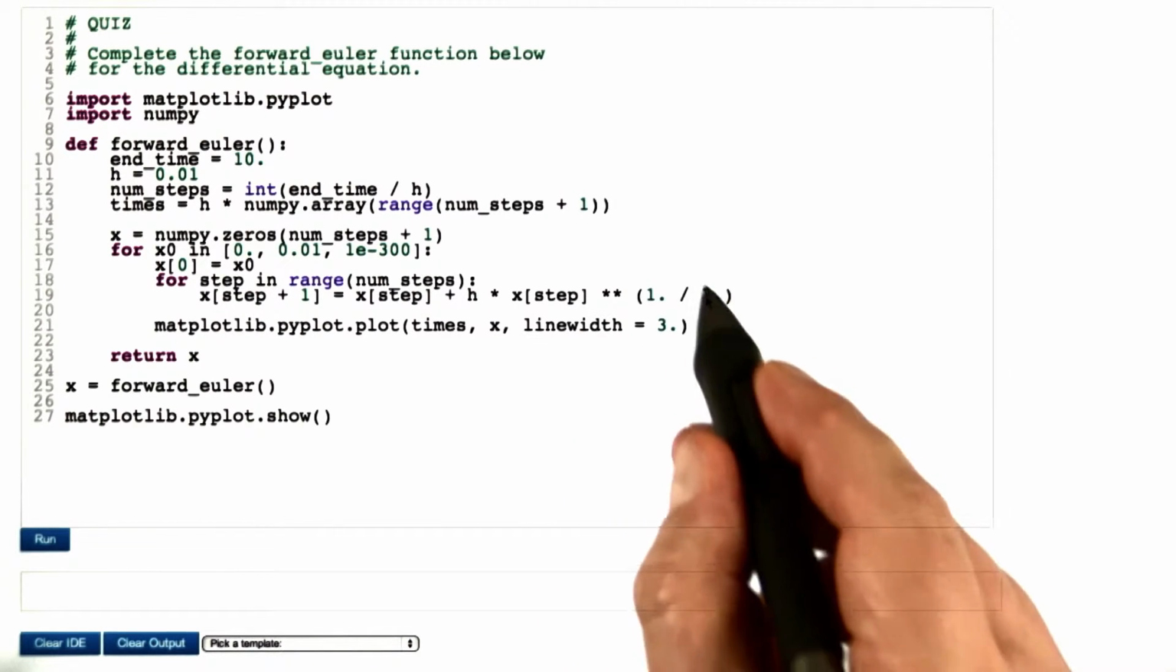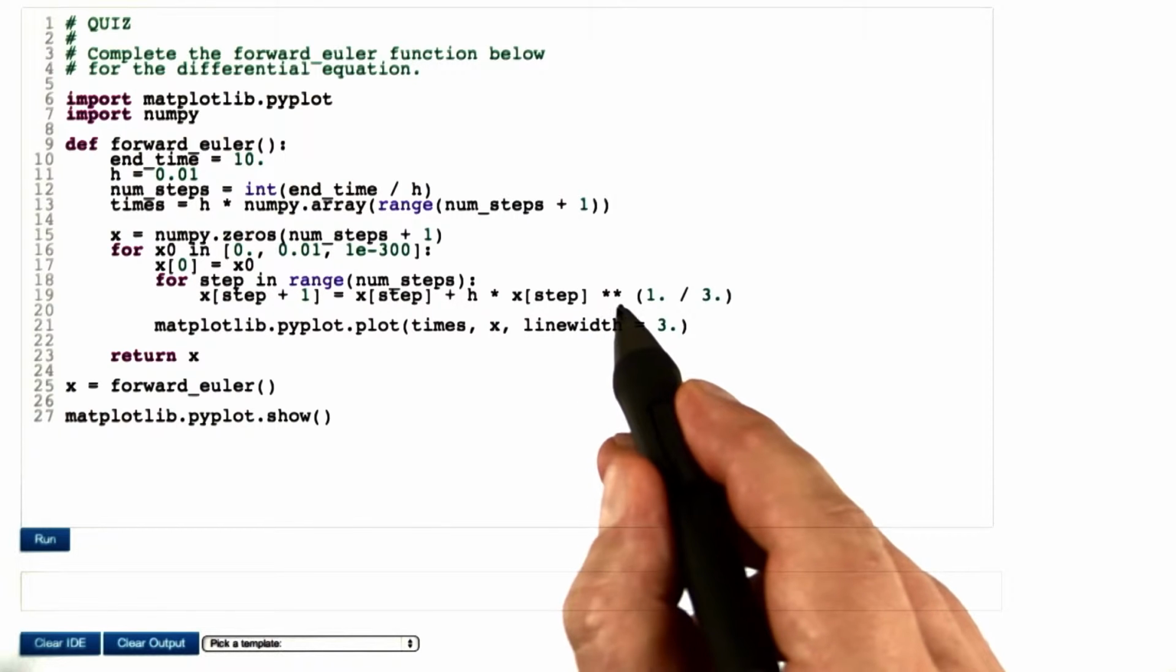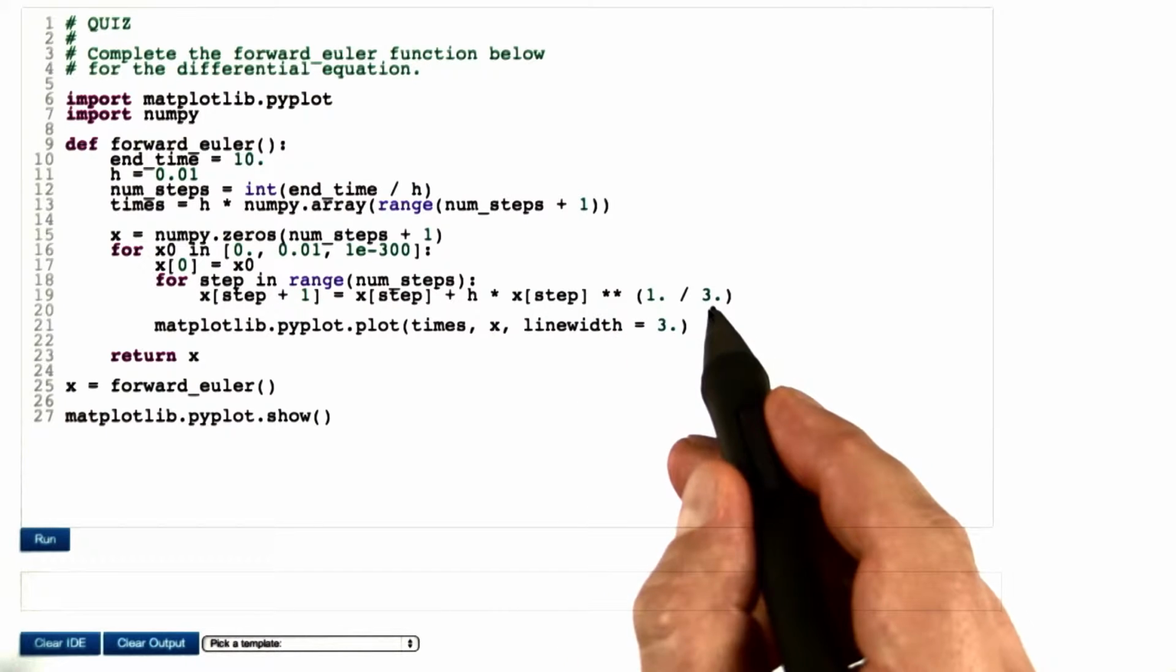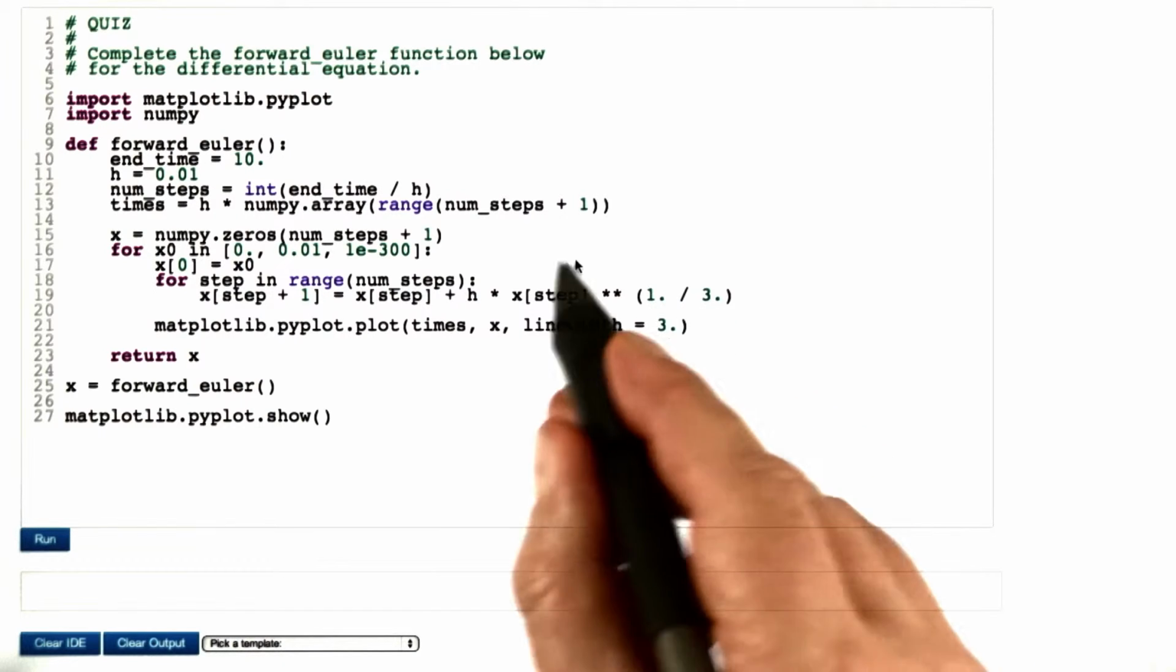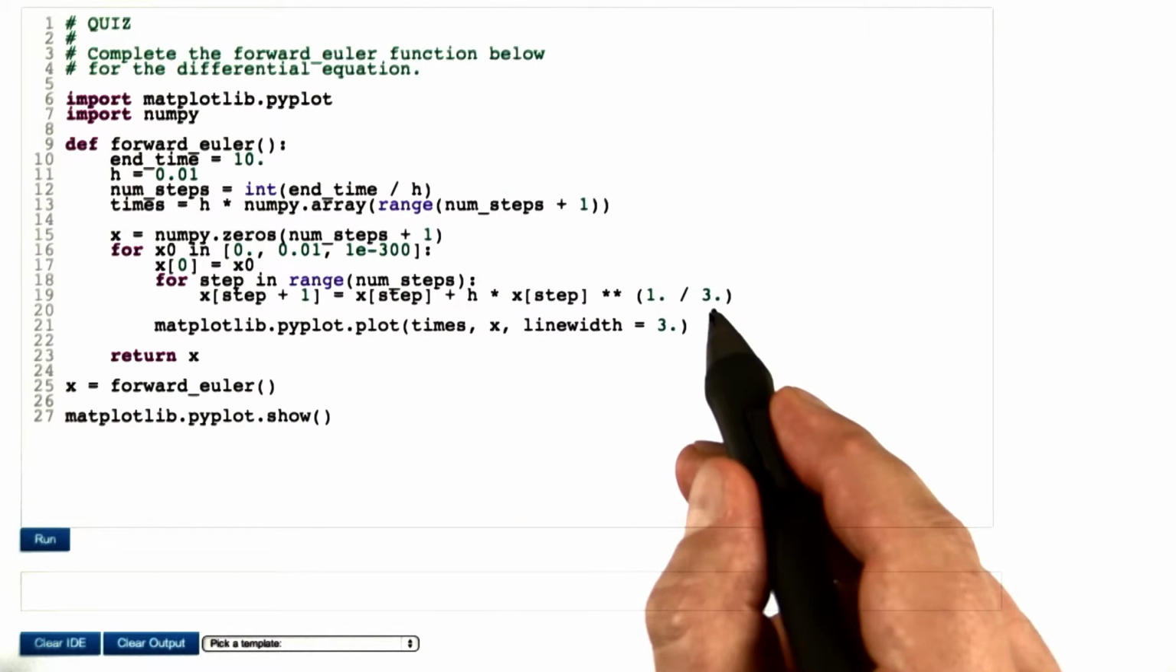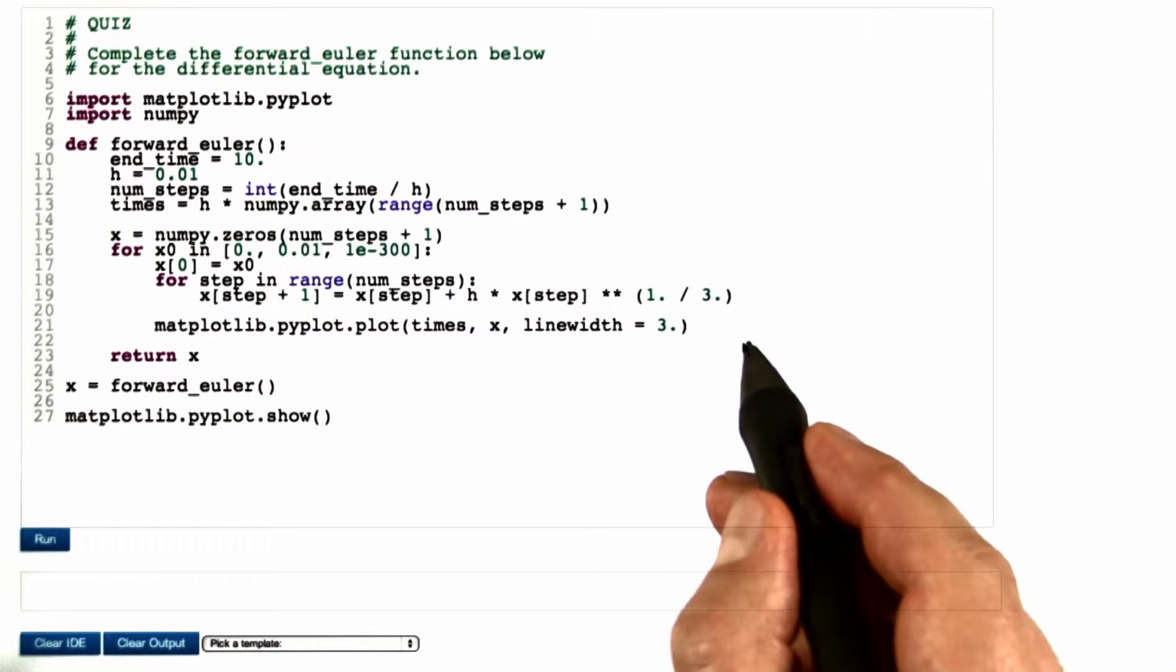The second thing to be careful about is Python's power operator. If you forget the parentheses here, you would be forming the first power and would be dividing the result by 3, which is not what we want, obviously.